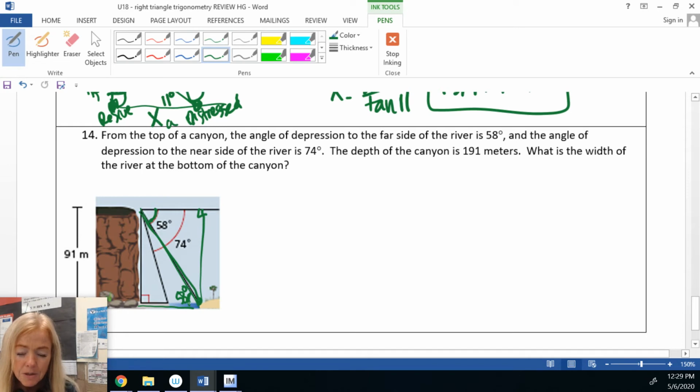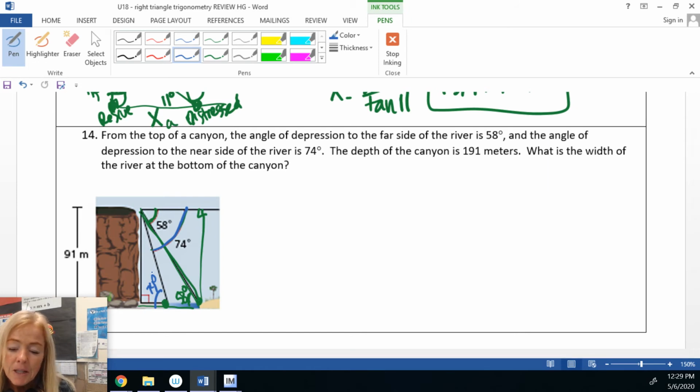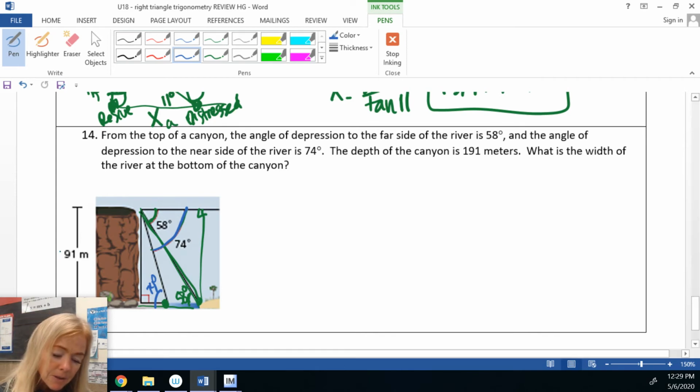And the angle of depression to the near side of the river, right here, see this 74 degrees? Oh, I'm going to use a different color. 74 degrees. So that 74 degrees goes inside here. 74 degrees. That's your alternate interior angle. Those are tricky to place inside the correct angles. The depth of the canyon is 191 meters. So there needs to be a 1 right there, 191.